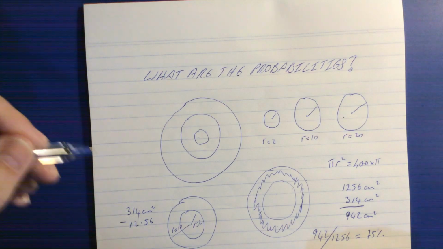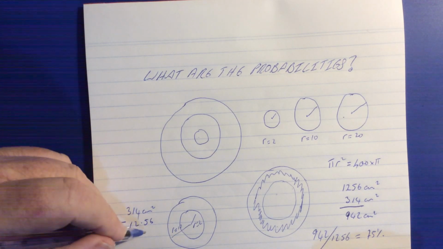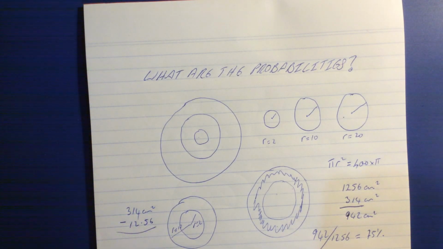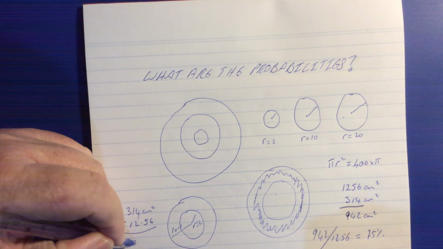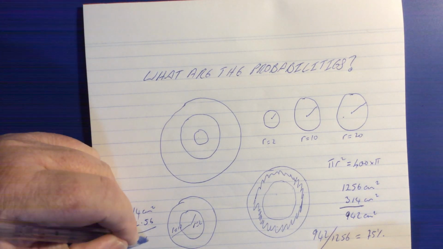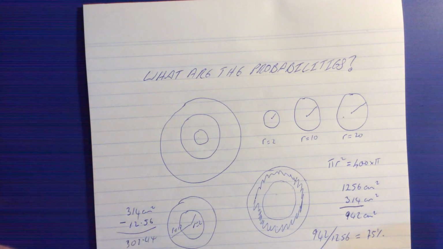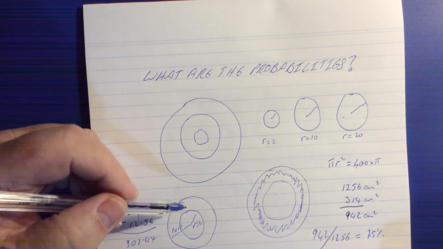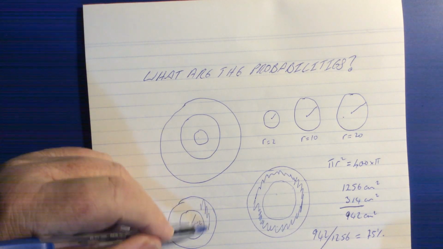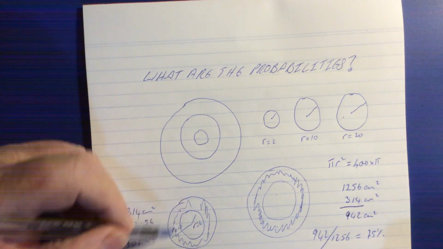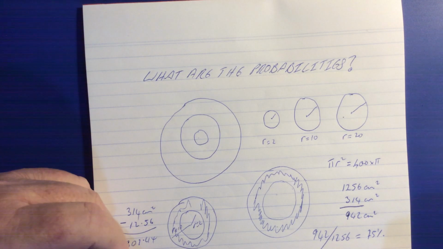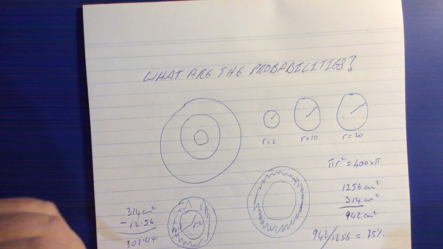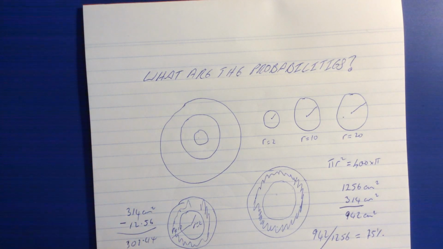that equals 12.56. We'll use the decimal. 314 minus 12.56 gives us 301.44. We'll call it 301. We're doing this very approximately and quickly. So this area in here is 301 centimeters squared.